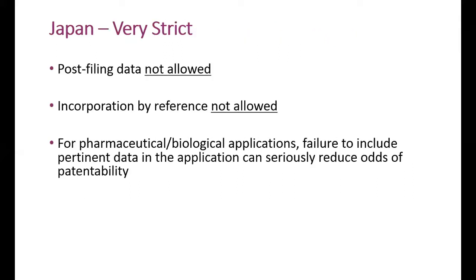So with Japan, it's kind of easy. It's very strict. There's no post-filing data, and there's no incorporation by reference. And especially for pharmaceutical and biological applications, if you fail to include things like efficacy data in the application at the time of filing, you can dramatically reduce the odds of obtaining claims, or end up with very, very narrow claims.